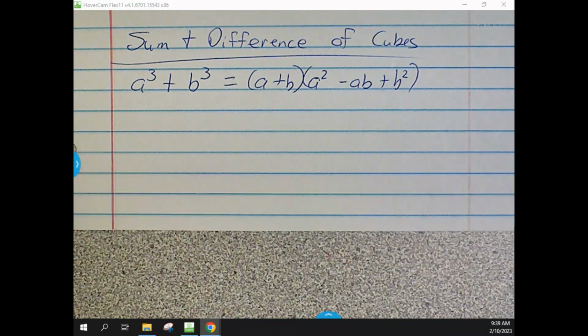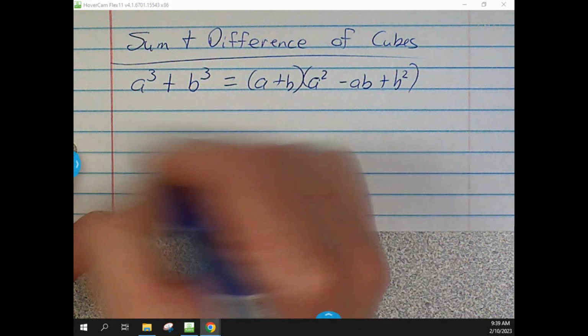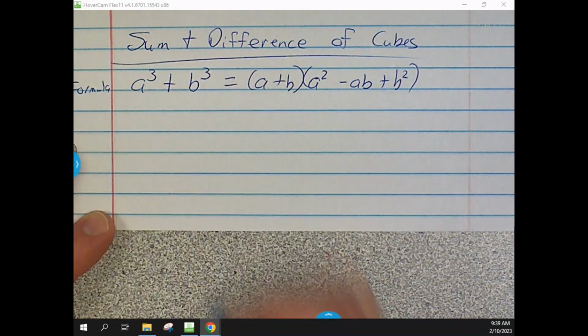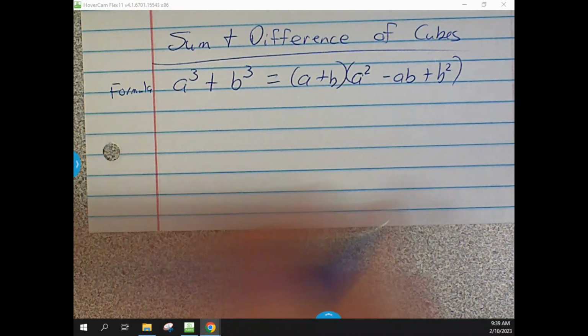Okay, and if they ask you to factor this thing completely, that is all that you do. There's nothing else you can do to it. It seems like you can do more to it, but you're not able to. So that's your formula, if you want to think about it that way. If you look in any math book, anywhere, that's what they call the formula for it.